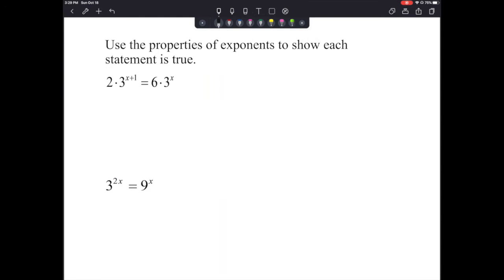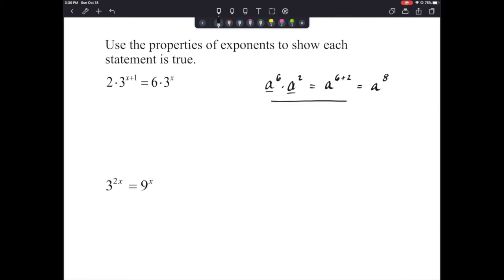Now we're going to apply some of our properties of exponents that we know to show that the following statements are true. You'll see here we have 2 times 3 raised to the power of x plus 1 should equal 6 times 3 to the power of x. If I gave you something like a to the 6th times a squared, since we're multiplying two numbers with the same base, we can add the exponents together. So we get a to the 8th power.